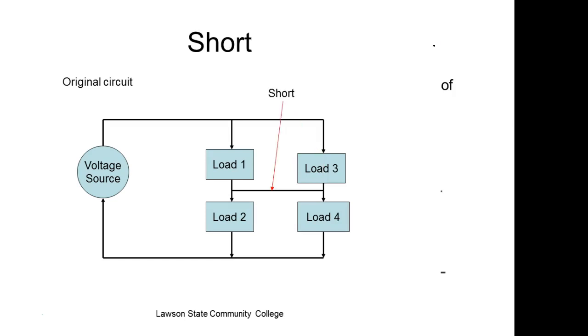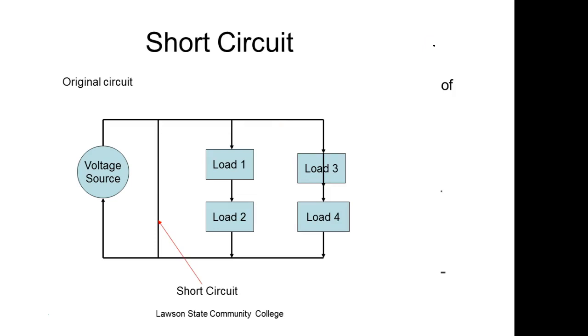So this would be an example of a short, right? You understand? Somehow these two wires came in contact with each other. That's a short circuit. And this is the problem we have with a parallel circuit. In a parallel circuit, every short is a short circuit. In a series circuit, it all depends on where the short occurs.